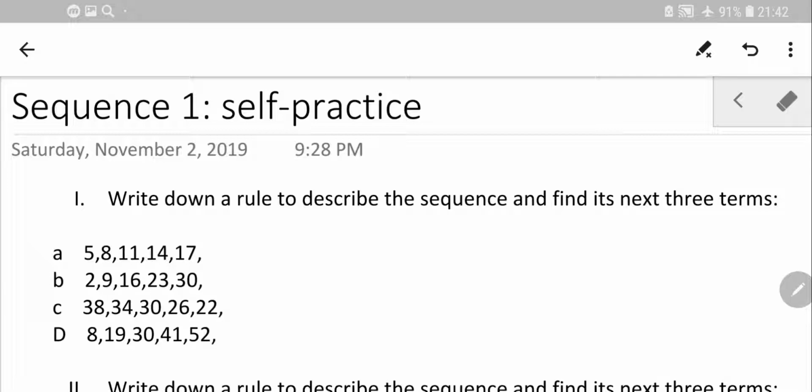Let's go. First, here you need to write down a rule to describe the sequence and find its next 3 terms. Alright, so actually if we're successful in finding 2 terms, that's okay. So right now we're just checking them and trying to see the difference. Remember, a general promise, check the difference. Alright, so let's do it. So the difference, 5, 8, 11.